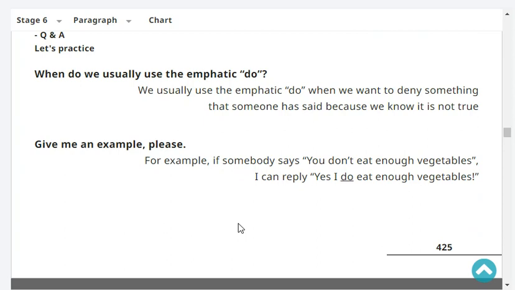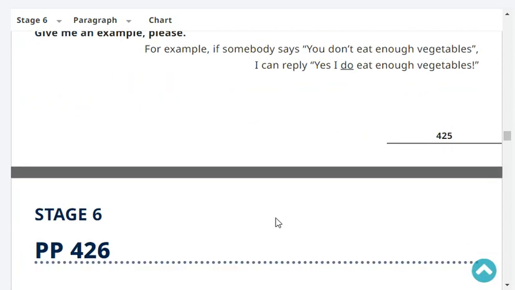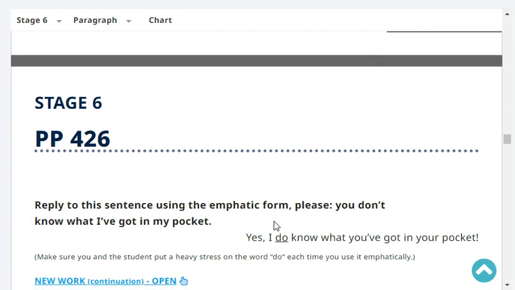For example, if somebody says, you don't eat enough vegetables, I can reply, yes, I do eat enough vegetables. Okay, reply to the sentence using the emphatic form, please.